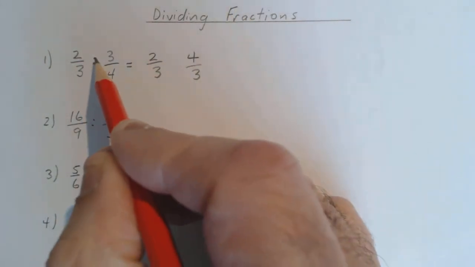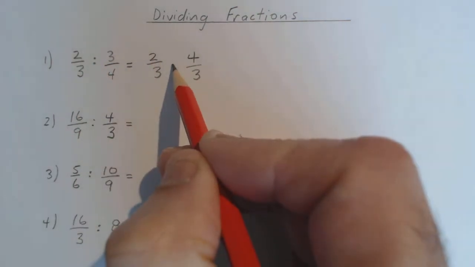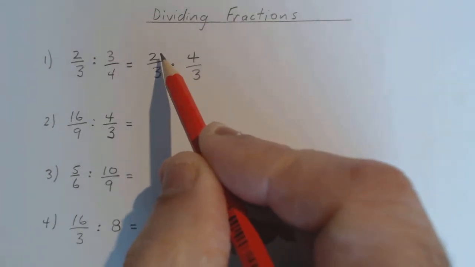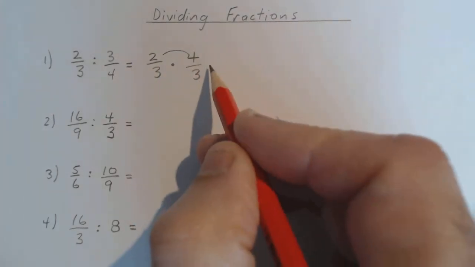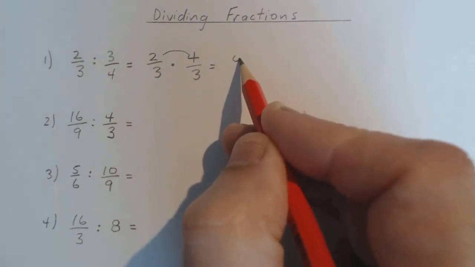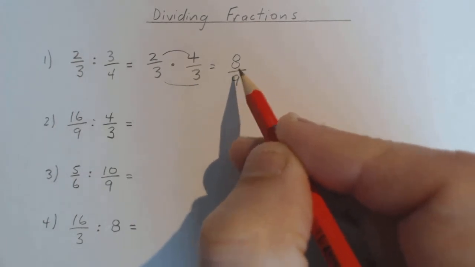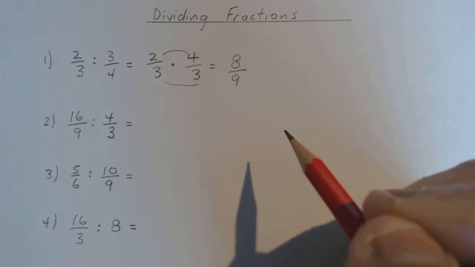And then we change the operation from division to multiplication. And we just multiply as we did before. 2 times 4, 8. 3 times 3, 9. So we just multiply now the numerators and then the denominators.